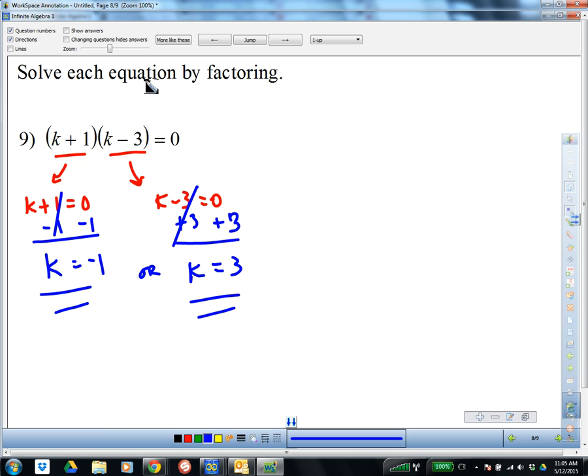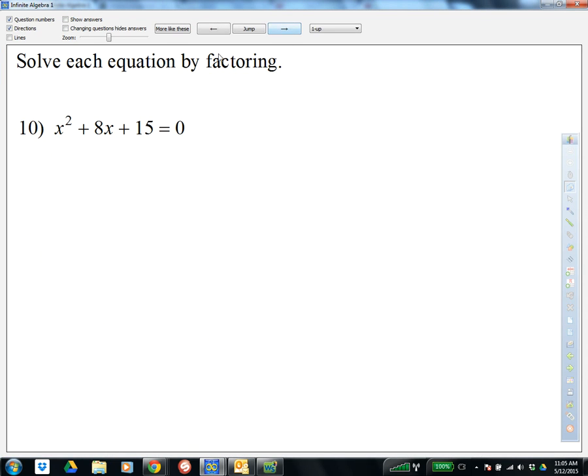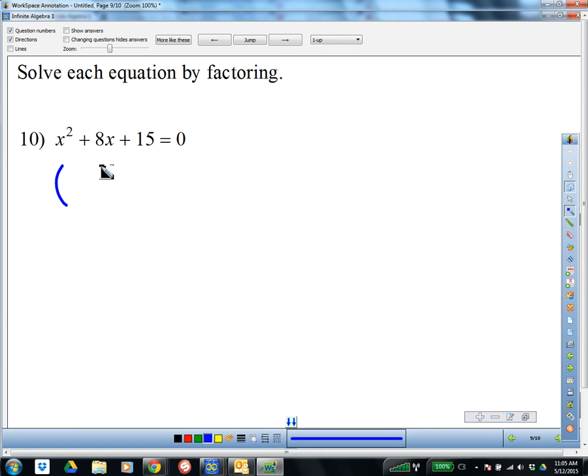This is solving each equation by factoring, but this one was already factored for you. So on the next one, we'll skip to this one here, number 10, and you're going to factor it first.